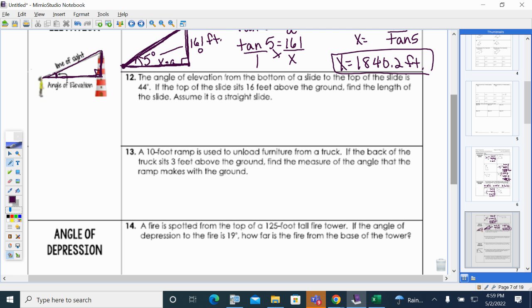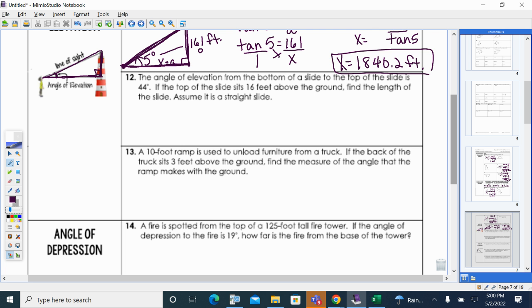Let's look at number 13. Number 13 says that a 10-foot ramp is used to unload furniture from a truck. If the back of the truck is 3 feet above the ground, find the measure of the angle that the ramp makes with the ground.